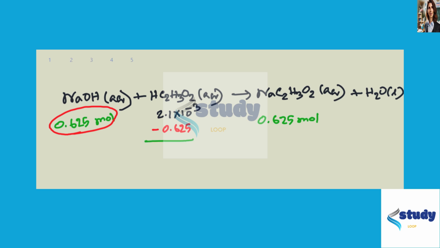So in the resulting solution we will have the number of moles of acid as the subtraction of these values, which is 1.475 times 10 to the power minus 3. Now we know the number of moles of acid after the addition of 5 ml base, and we also know the number of moles of base. So if we just plug in these values in the Henderson-Hasselbalch equation, we will be able to find the pH at this point.